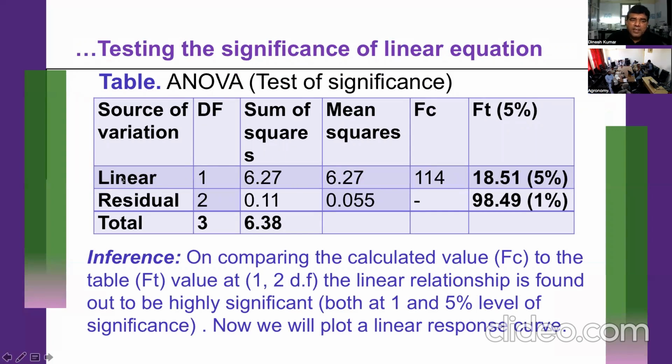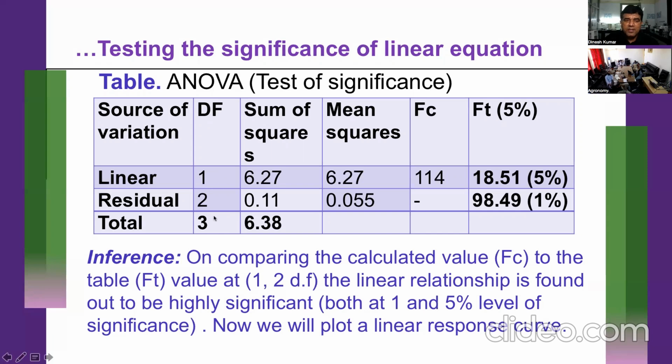Source of variation is linear. Here, friends, linear means regression. Residual here means error. And total. Total, I told you, is the summation of small y square. So the degree of freedom is 3, because here there are 4 pairs of observation, 4 minus 1 gives us 3. I told you for linearity, it is always 1.